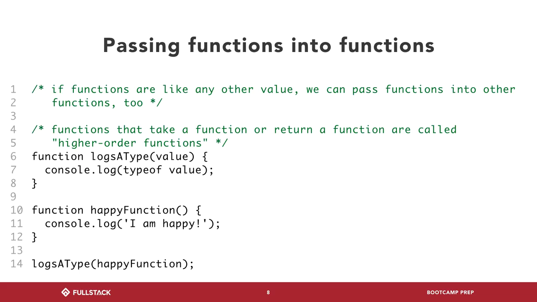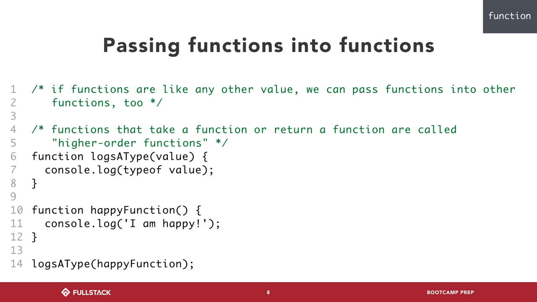So how this code reads is between lines 1 through 13, nothing's being run. Line 14 is the first time in which we actually execute a function, and we're executing logs a type. We're passing in this happy function, and so after line 14, it goes back to line 6. Value becomes happy function, and on line 7, we're console logging out type of happy function. So the answer we get is it's a function.